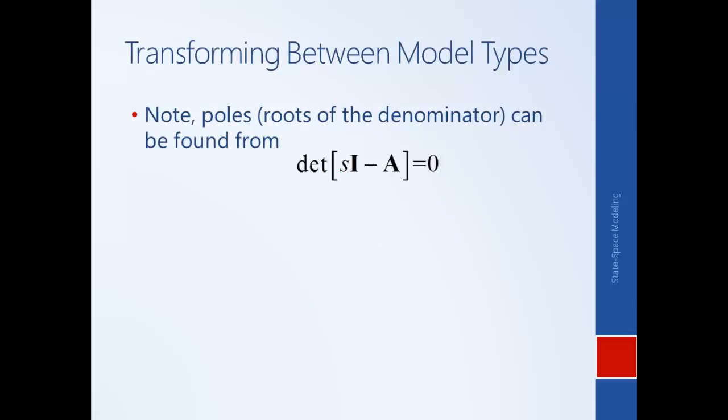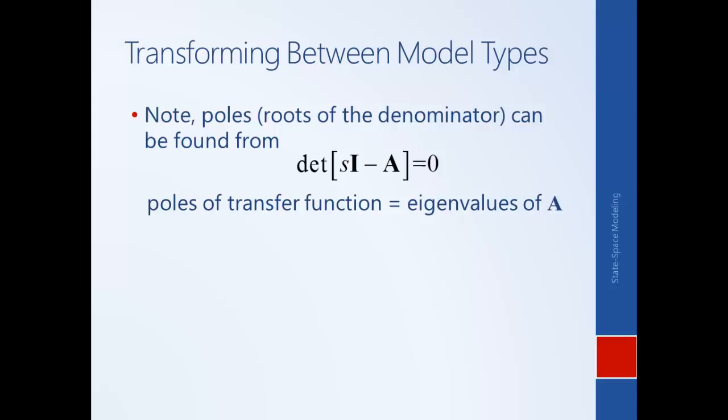As I stated on the previous slide, the solution of this equation, the determinant of sI minus A equal to 0, became the denominator of our transfer function. And so the solution of this equation gives us the poles of our transfer function. If you think back to some math classes you've had, you might recognize something like this as providing the eigenvalues of a matrix. So the solution of this equation is equivalent to finding the eigenvalues of A. And so this is a sort of an interesting result.